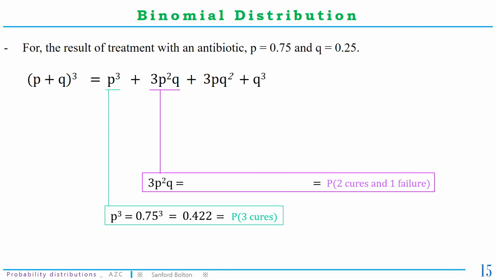3P squared Q is actually the probability of 2 cures and 1 failure. Put the values of P and Q and identify the probability of 2 cures and 1 failure. The probability of 2 cures and 1 failure found is 0.422.